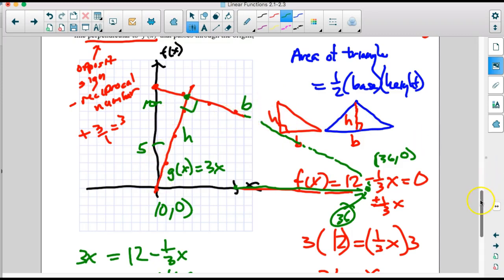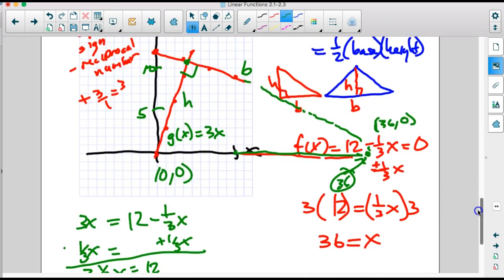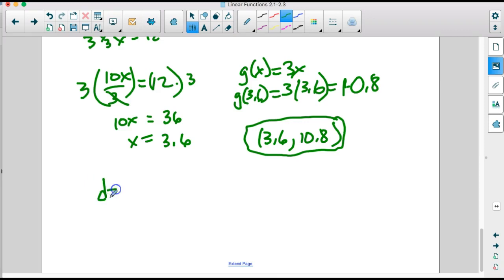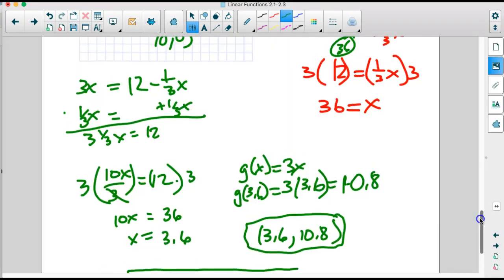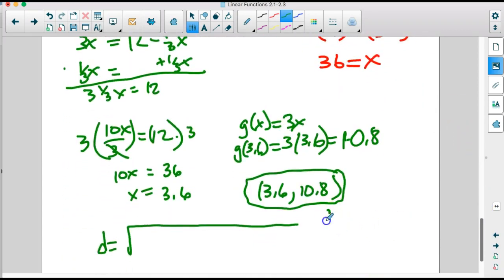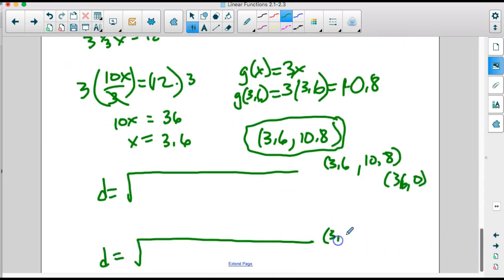So we're going to have to use another formula besides the ones we have here to figure out how long that is. That was done in the first chapter. That's the distance formula. The distance formula is going to need to be used. And we're going to have to do that twice in order to get this to work out. Once for this, using that point and the 36, 0. So we're going to have to use 3.6 and 10.8 and the 36 and 0. And we're going to have to use the 3.6 and the 10.8 with 0, 0. Find those lengths.